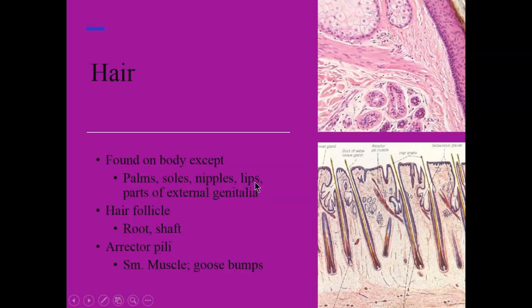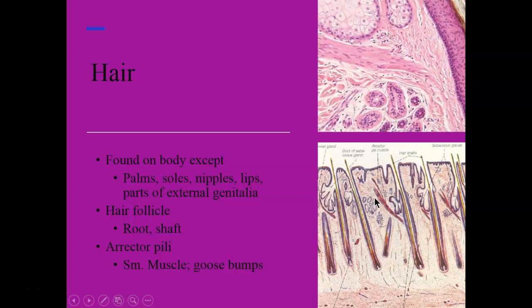Your lips don't have hair. And there are parts of your external genitalia that don't have hair as well. But wherever you have hair, regardless the type of hair, it grows from a hair follicle. And the hair itself is the shaft.